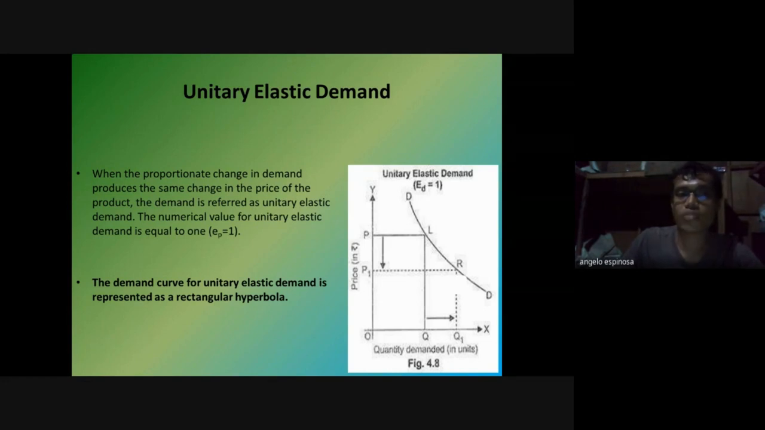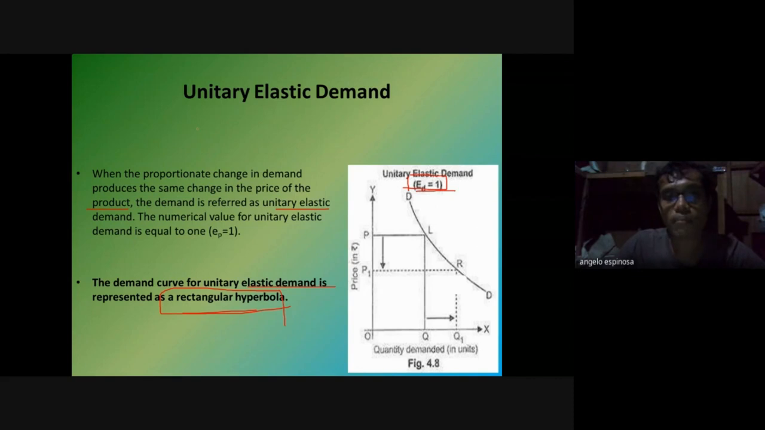So, ano ibig sabihin ng unit elastic? Unit elastic is elasticity of demand equals to 1. Ano ibig sabihin yan? Okay? When the proportionate change in demand produces the same change in the price of the product. Okay? So the demand is referred to as unitary elastic demand. So example, okay? Sabi dito, the demand curve for unitary elastic demand is represented as a rectangular hyperbola. So ano ibig sabihin yan? It's like a concave, no? Ganun. Equals to 1. Okay? Ano ibig sabihin yan?